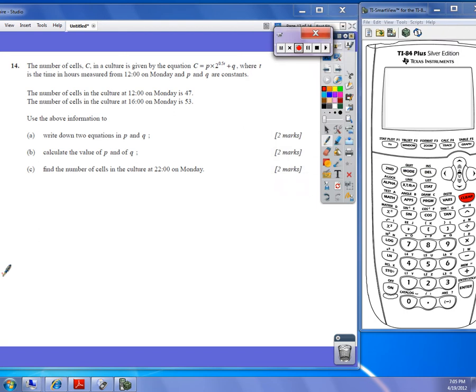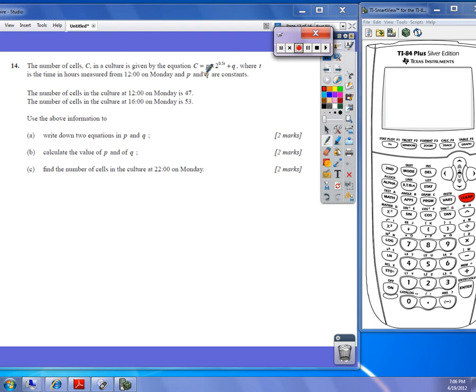Okay, problem 14 is a typical IB problem. It looks like an exponential functions problem, and then they throw a little twist, and we're going to be solving a linear system of equations in just a second. So let me show you how this is going to work out. I've got this equation, and don't let that equation freak you out at all.